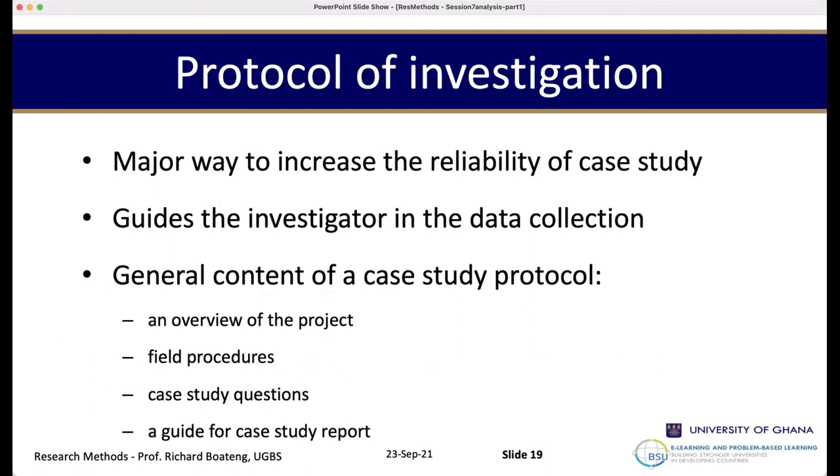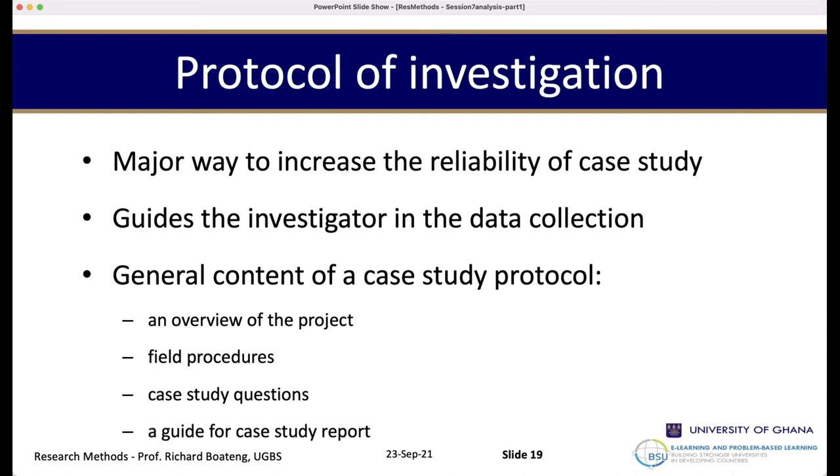What about the protocol for investigation? So one thing that you have to think about is how you carry out the study itself. Now that I have collected some of the information, that will help in structuring your case report. What then will happen on the field? When you get to the field, you are going to introduce your study to somebody. After introducing the study, you're going to follow up with the case study questions. And then you are going to write out a report.